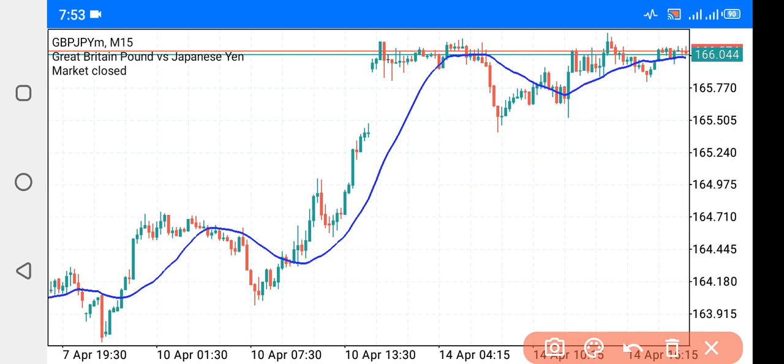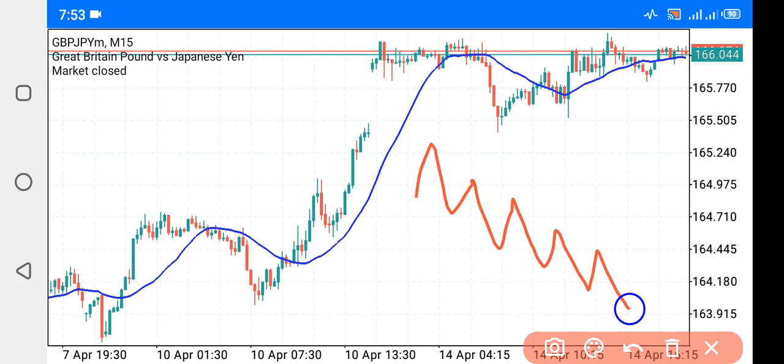So a downtrend will be moving something like this. This is a downtrend. In a downtrend, support is always upwards, while resistance is always downward, because the market wants to fall down. So why will support be upwards? Because that support needs to push the market down. In a bullish market, support needs to be downward.